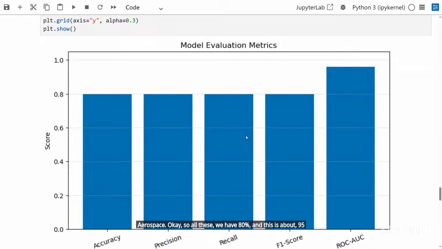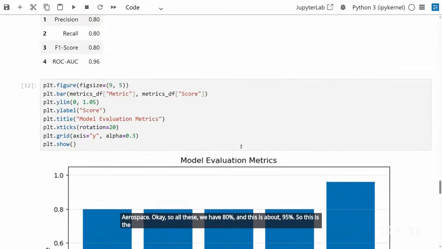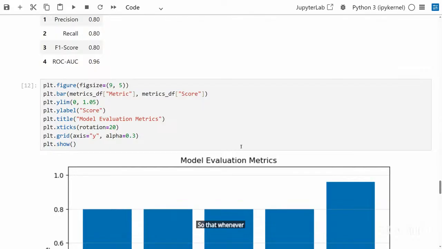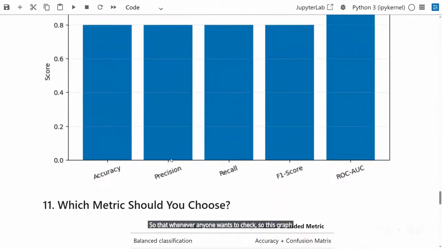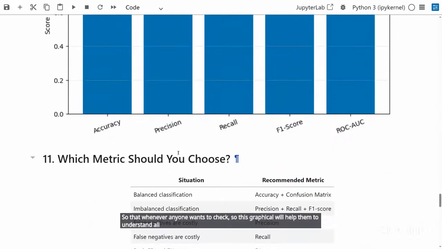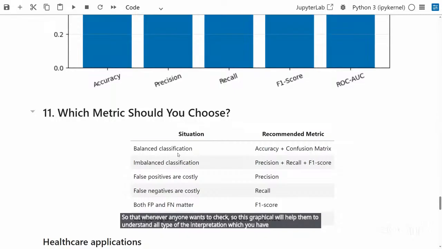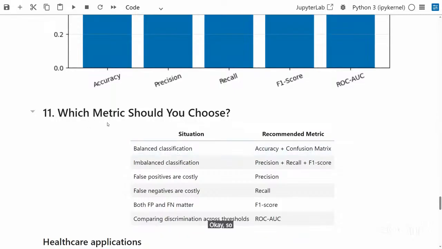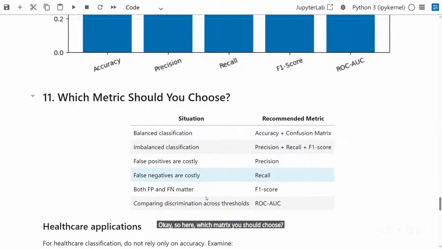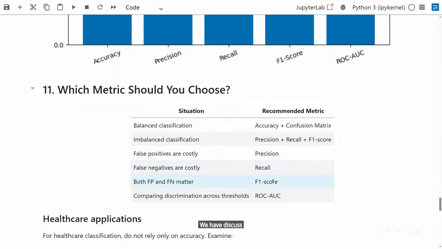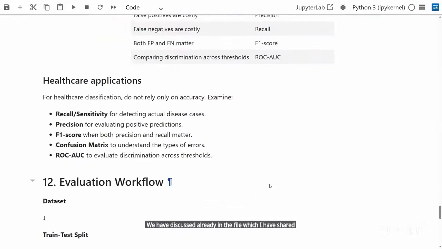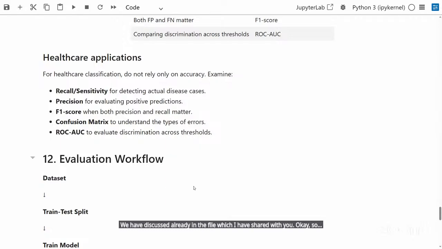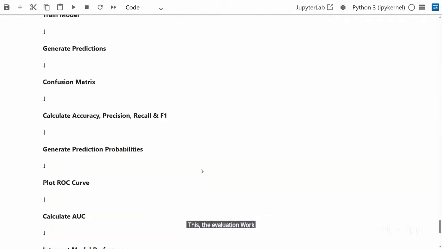So this is the graphical representation, because we have to present all these interpretations graphically, so that whenever anyone wants to check, this graph will help them to understand all types of the interpretation which you have made. So which metric you should choose, we have discussed already in the file which I have shared with you. This is the evaluation workflow which you are required to follow.